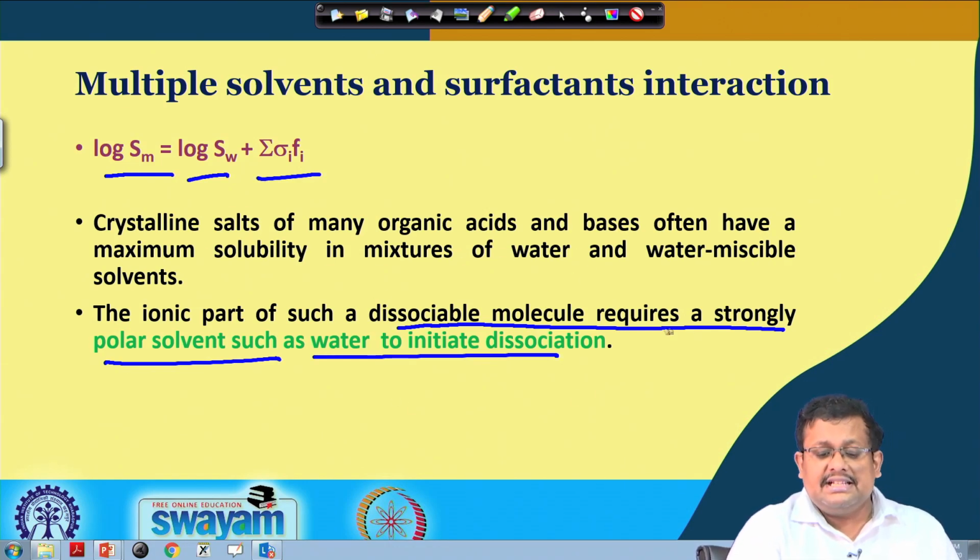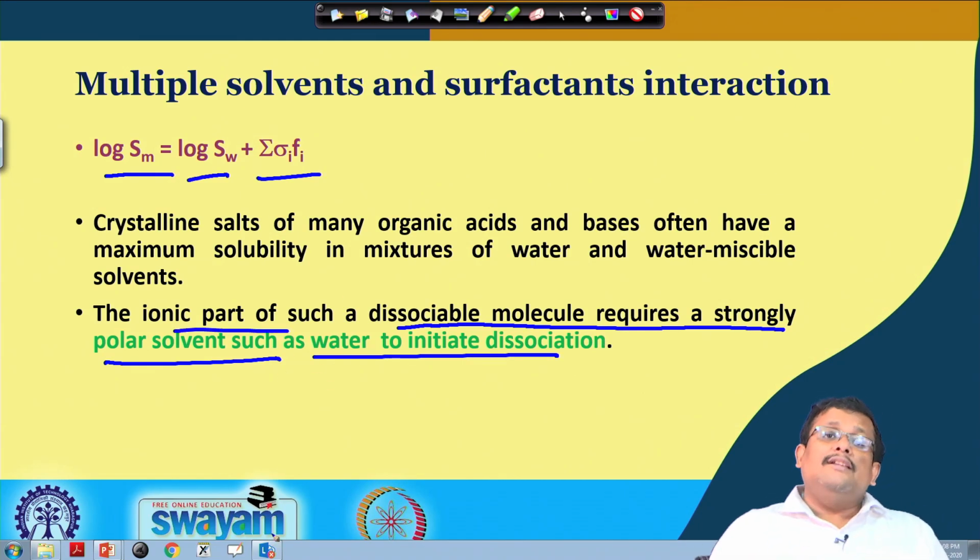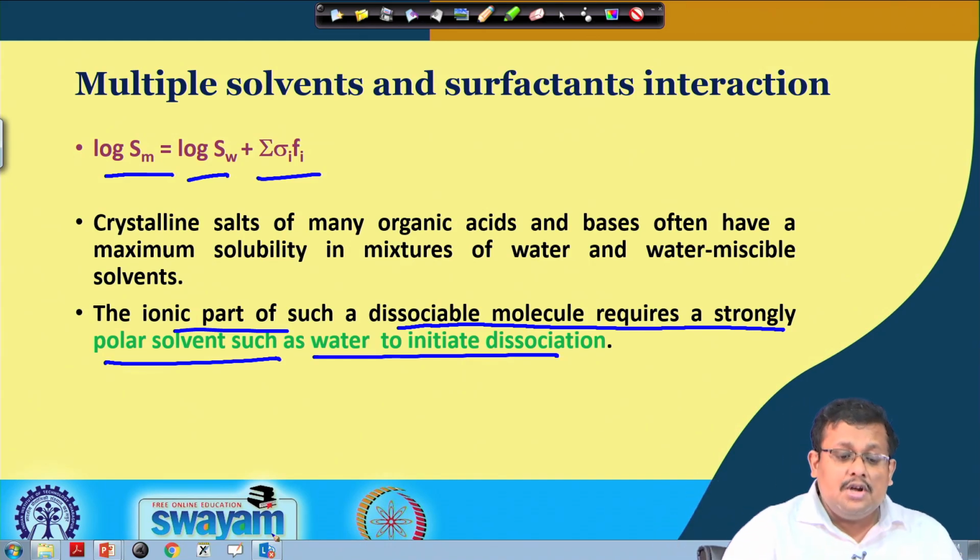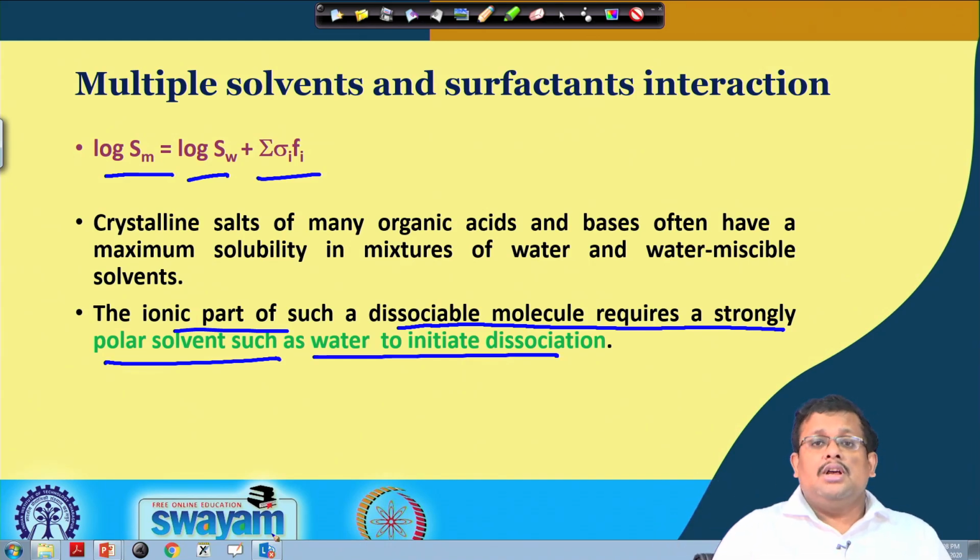Basically that contains some ionic part, and dissolution of this ionic part requires a strongly polar solvent like water. Water is a polar solvent, and most of the organic solvents are non-polar. So for dissolution of these crystalline salts, which are ionic in nature, we need a strongly polar solvent like water to initiate their dissolution or dissociation.